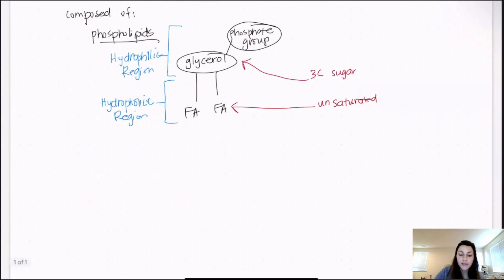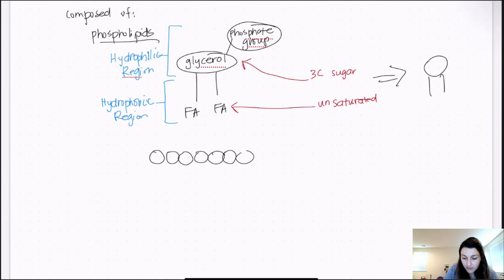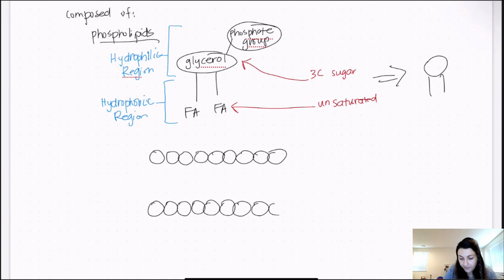So when we add a bunch of phospholipids to a bunch of water, these phospholipids, which we can represent in a cartoon version like this, are drawn like that. Here is the hydrophilic region, and then these are the hydrophobic region, the fatty acid tails. If we add those to a bunch of water, this is what we get: a bunch of phosphate heads plus the glycerol, and then another layer would start to form.